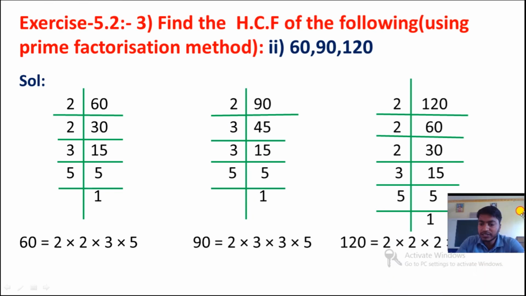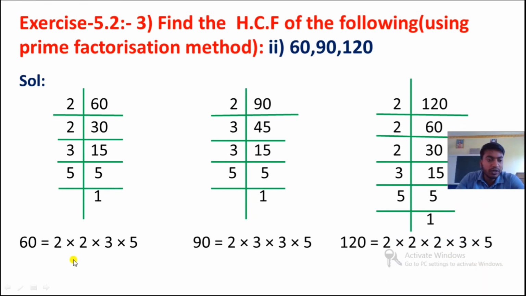So here you can see 60 equals 2 into 2 into 3 into 5, 90 equals 2 into 3 into 3 into 5, 120 equals 2 into 2 into 2 into 3 into 5. Now we have to check the common prime numbers in all. So first we have 2, here also we have 2, here also we have 2. So this 2 is common in all.